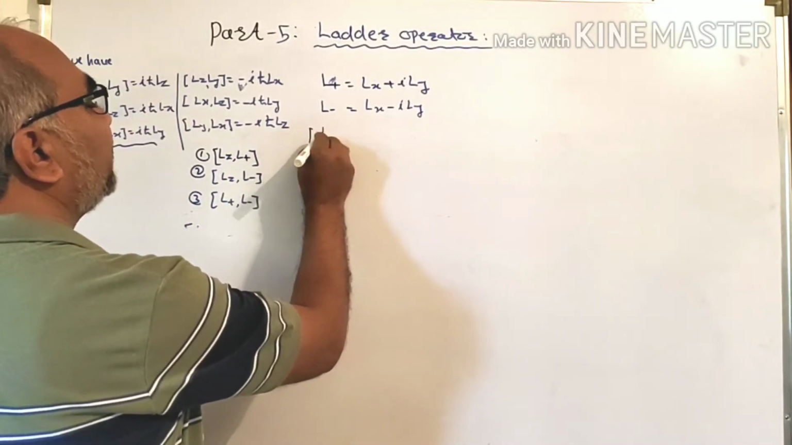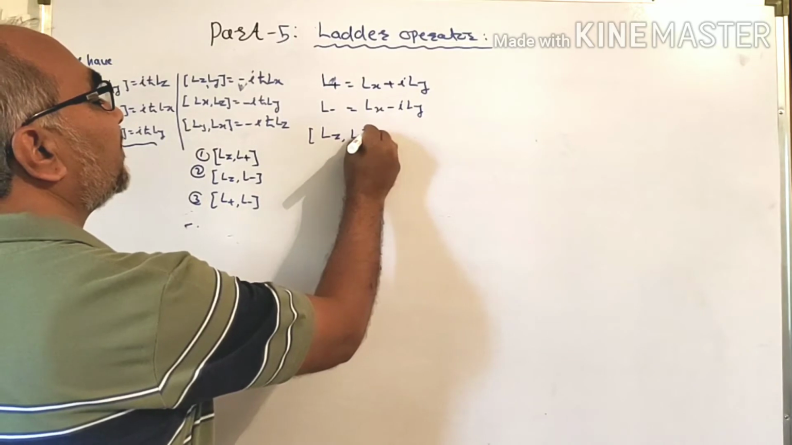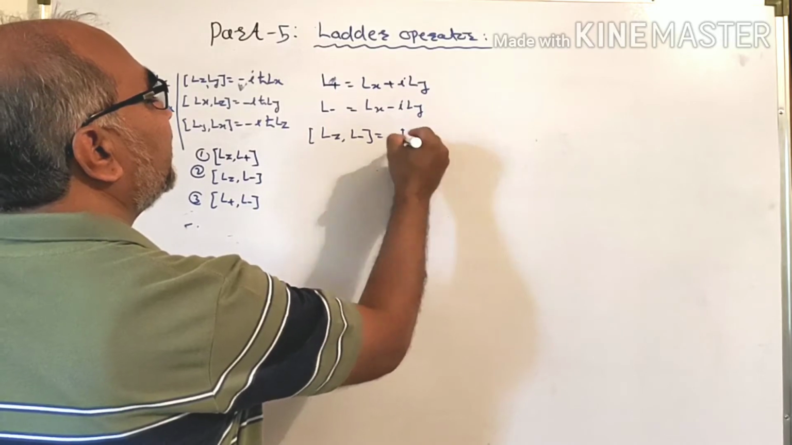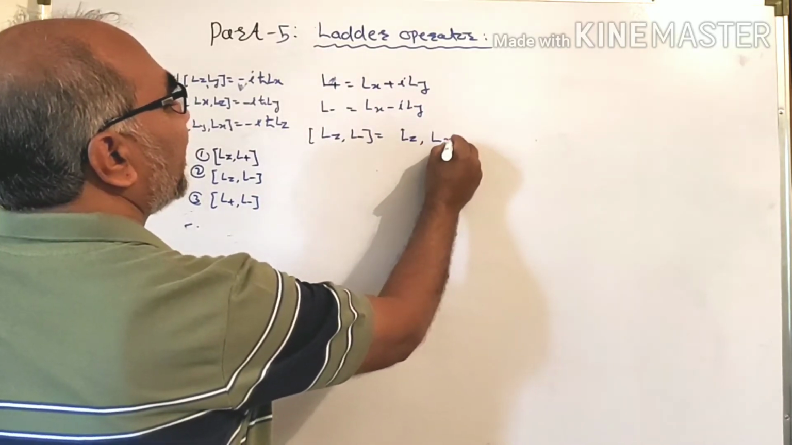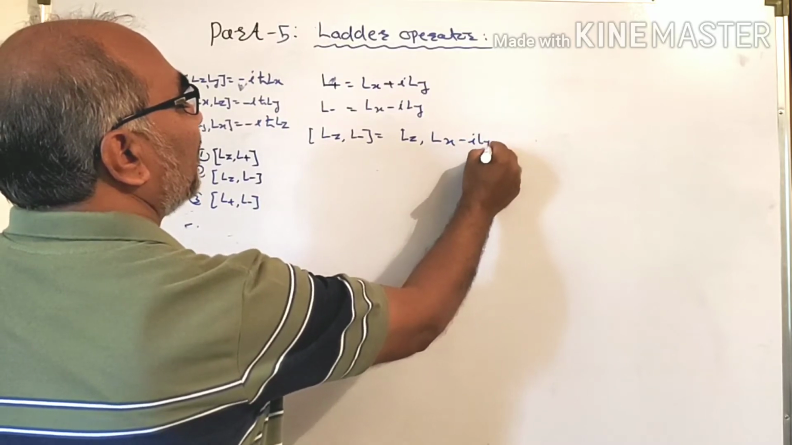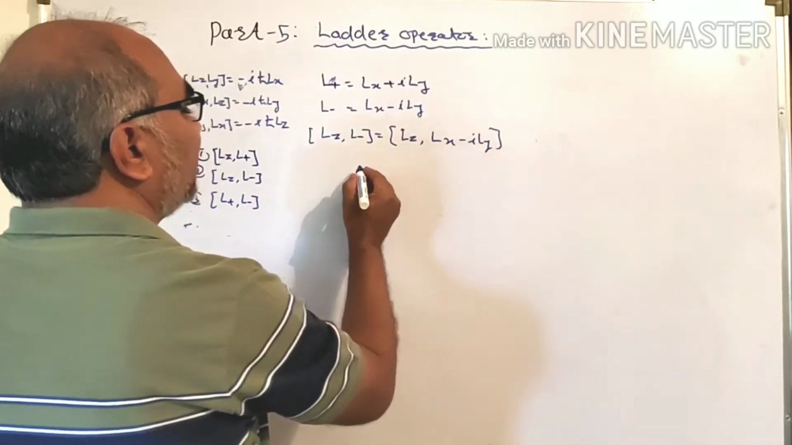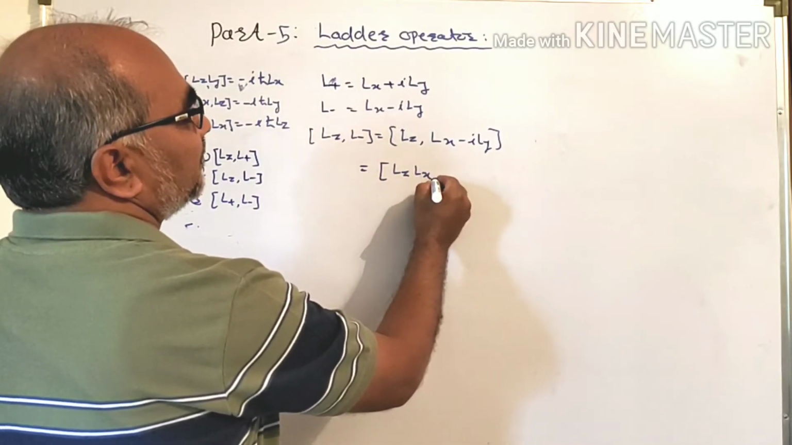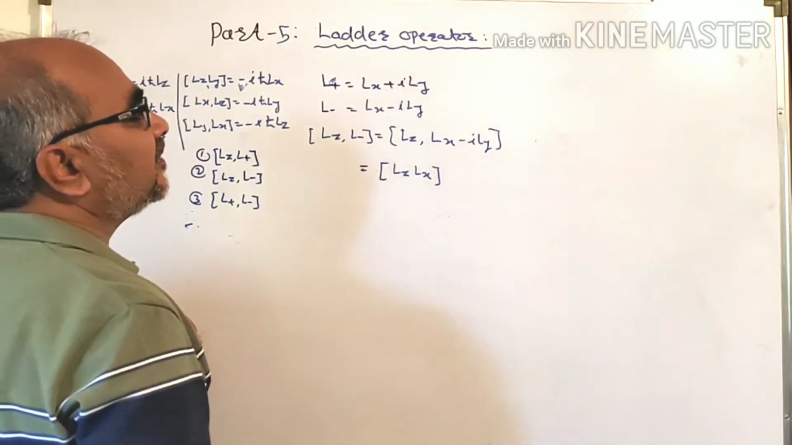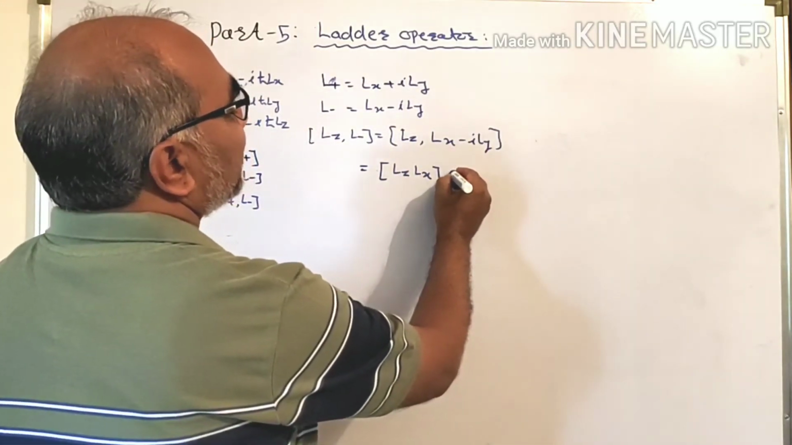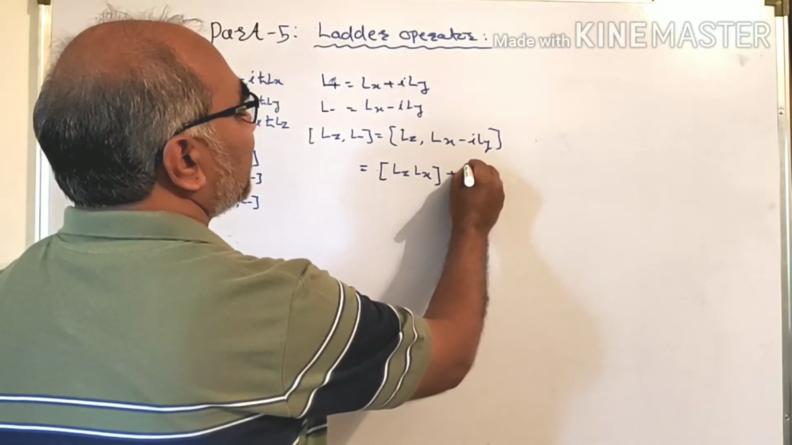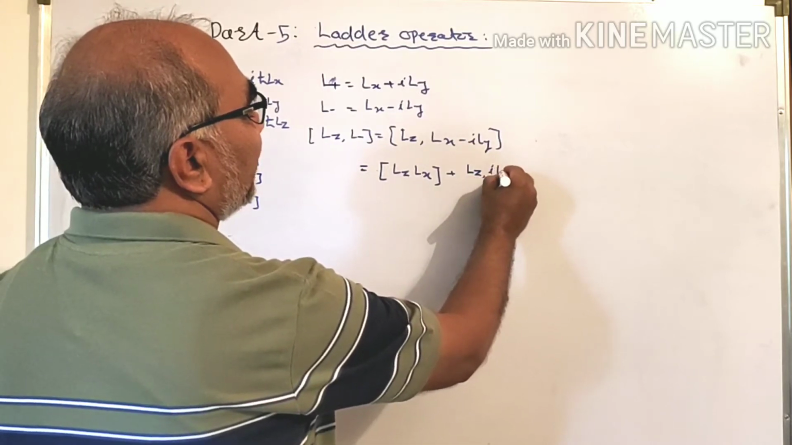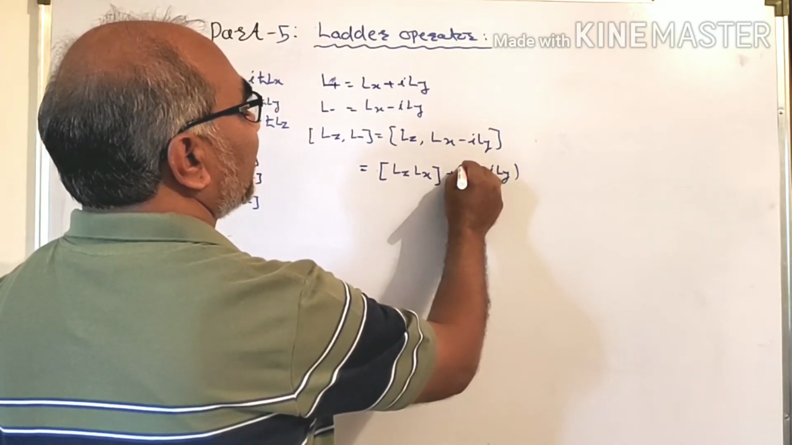So the commutation relation between Lz and L minus, where L minus is Lx minus i Ly, is equal to the commutator of Lz with Lx, minus i times the commutator of Lz with Ly.